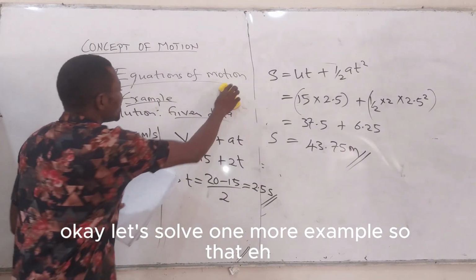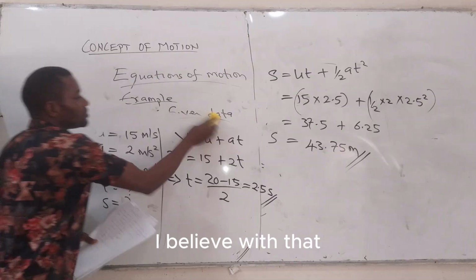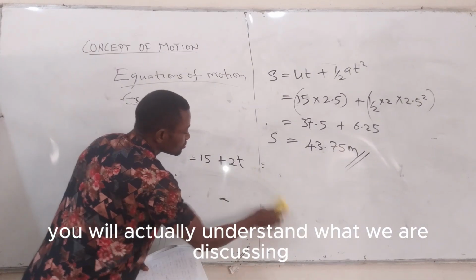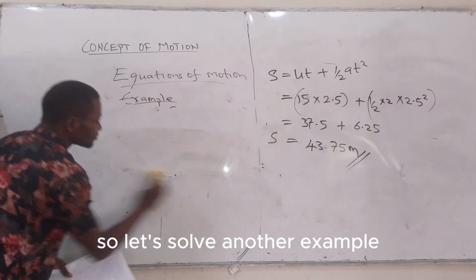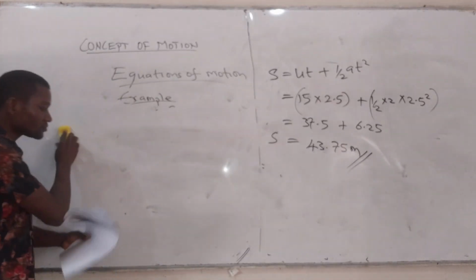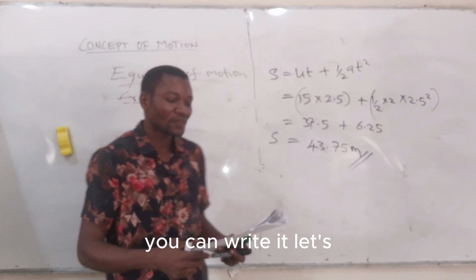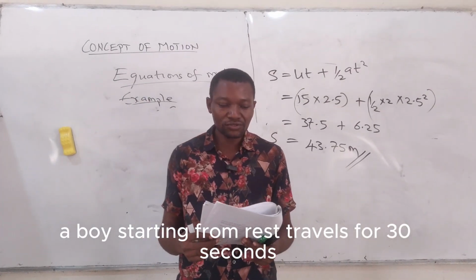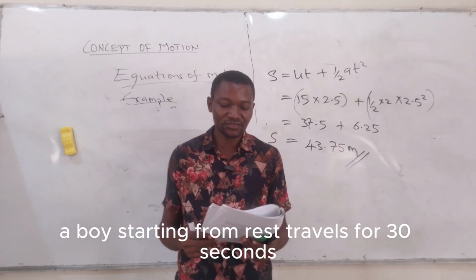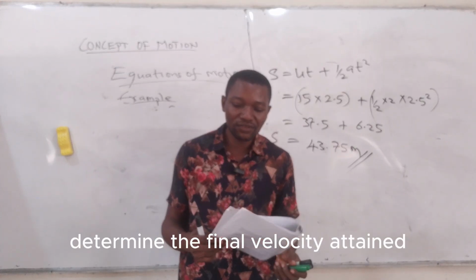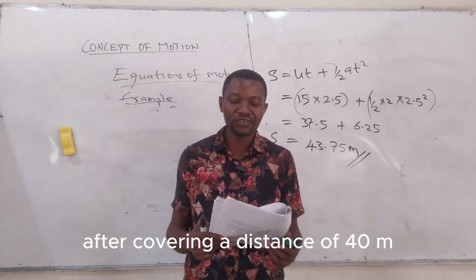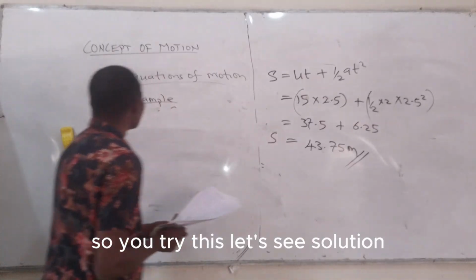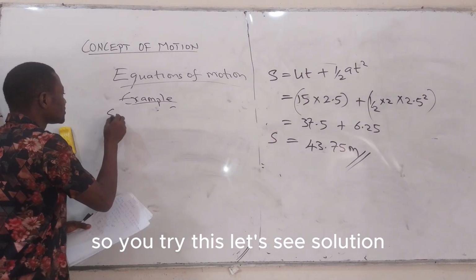Let's have one more example so that I believe with that you will actually understand what we are discussing. So let's have another example. You can write. Let me read it out. A boy starting from rest travels for 30 seconds. Determine the final velocity attained after covering a distance of 40 meters. So you try this. Let's see.